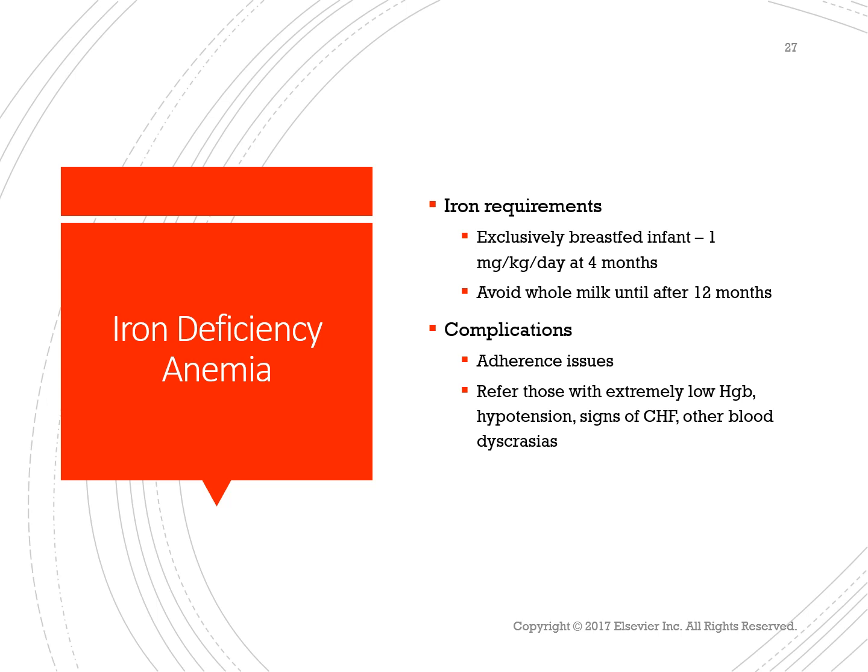Iron requirements, if we have an exclusively breastfed infant, we're going to give them iron of 1 milligram per kilogram per day starting at about 4 months, and we want to avoid whole milk until after 12 months.